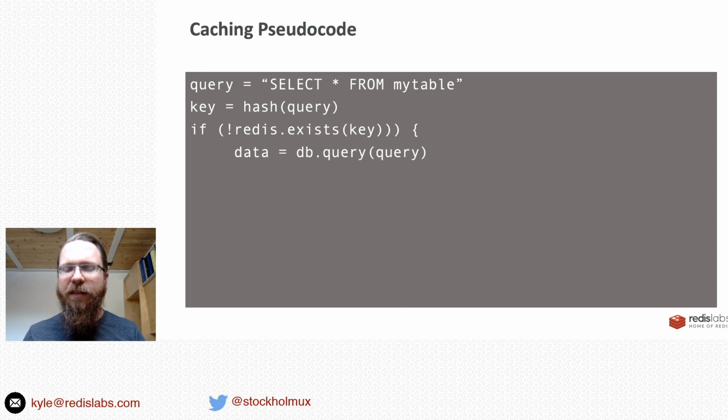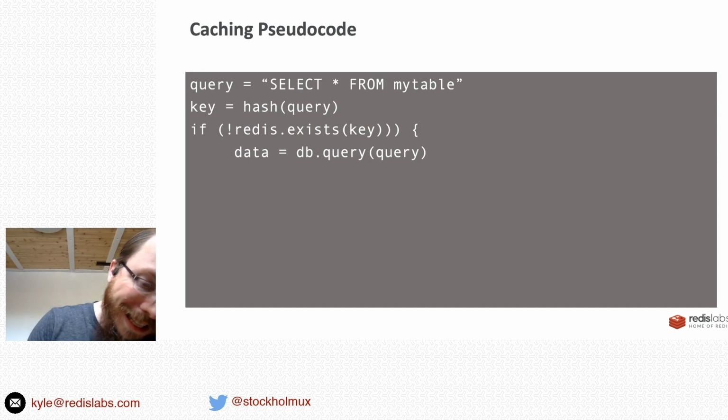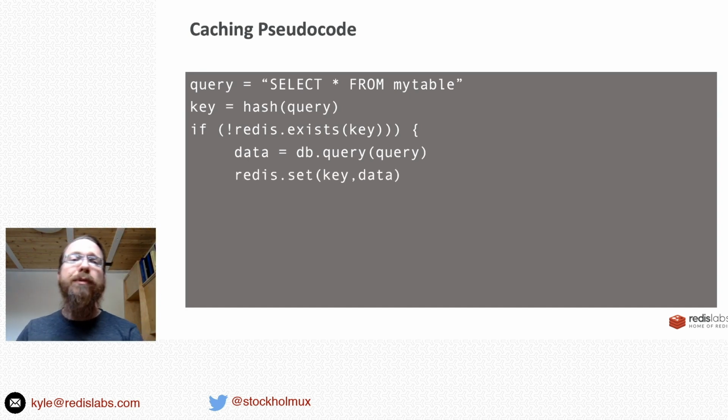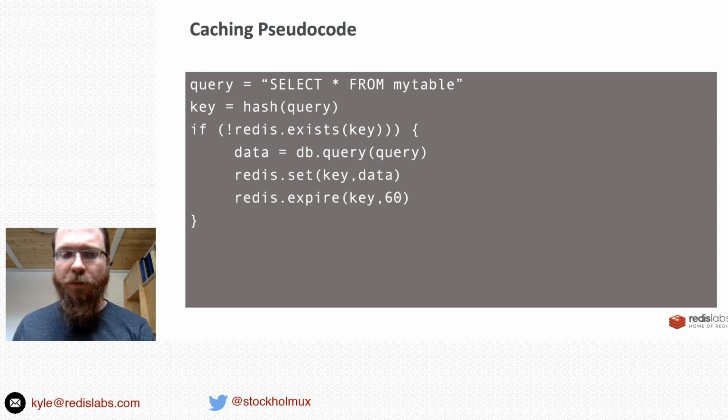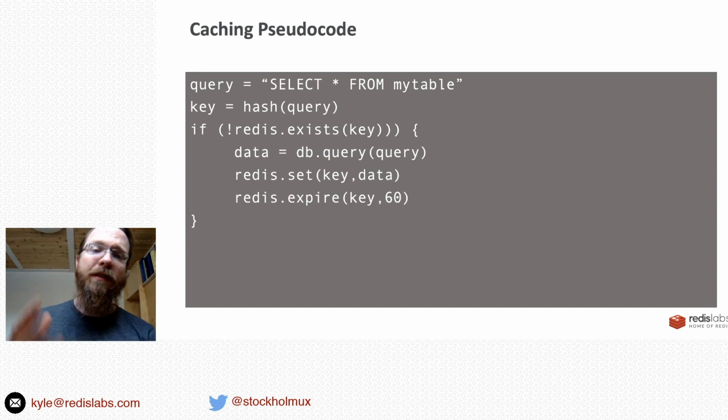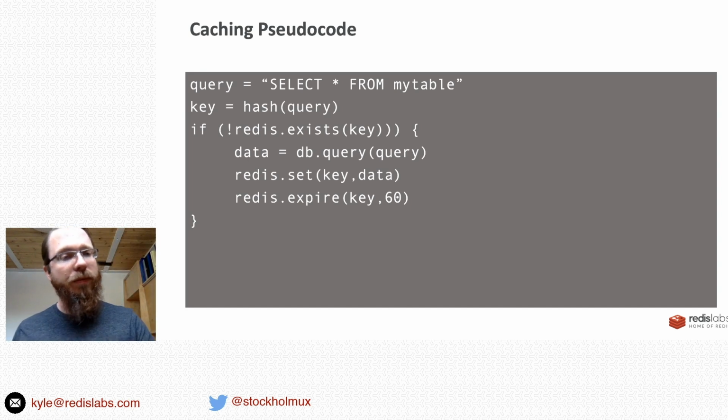If it doesn't exist, we're going to go ahead and do a repopulation step. So we're going to go out to the other database and we're going to query it with the query that we had before. We're going to return that data back to the application. That application then will take the key that we generated above and the data there and set it into Redis. And so at that point now it resides in Redis. And then we're going to set an expiry on that key. So in this case, we're going to say expire in 60 seconds, in a minute. So that's if it didn't exist.